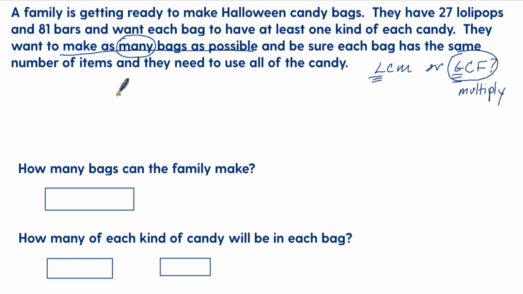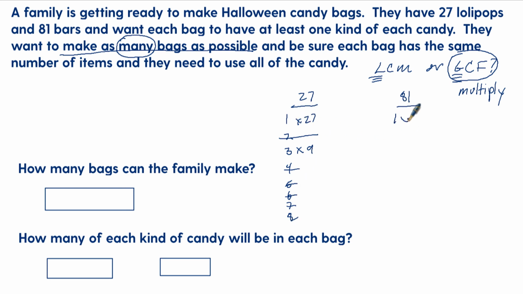Okay, so what we're going to do is make lists here. Let's make a list of 27, and we'll make a list of 81. All right, so let's start here. We can do 1 times 27. 2 doesn't go in equally. 3 times 9. 4 doesn't go. 5 doesn't go. 6 doesn't go. 7 doesn't go. 8 doesn't go. And 9 is right here. All right, so those are it. Those are the only 4 factors of 27.